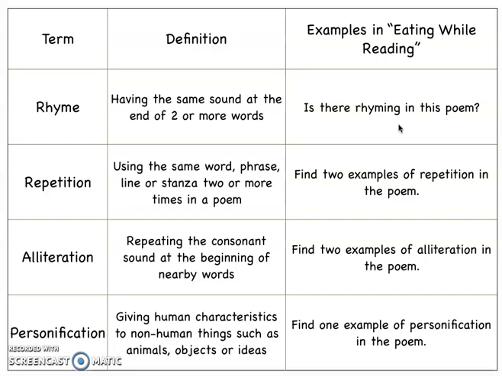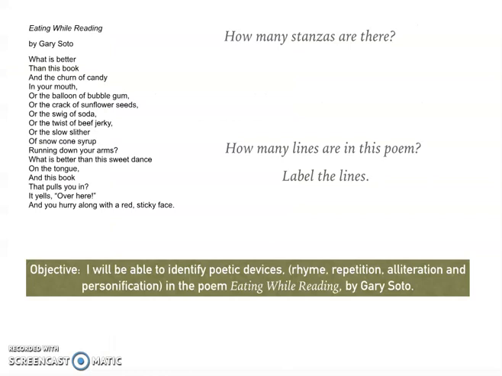The next thing we're going to look for is repetition. Repetition is using the same word, phrase, line, or stanza 2 or more times in a poem. The poem Gotta Go was a great example of repetition because the phrase gotta go kept repeating over and over in that poem. You're going to come to your poem Eating While Reading and find 2 examples of repetition in the poem.